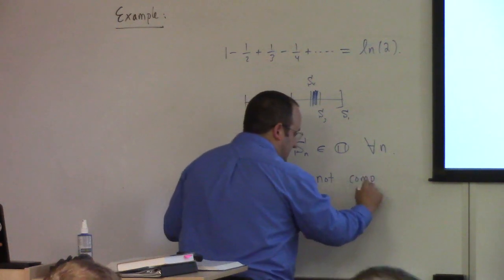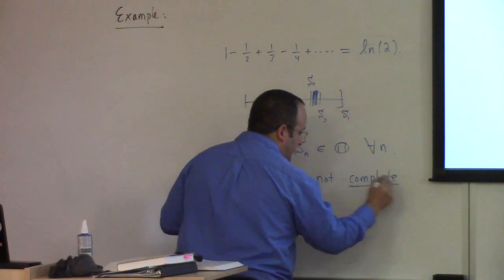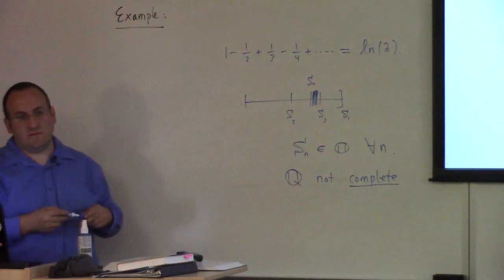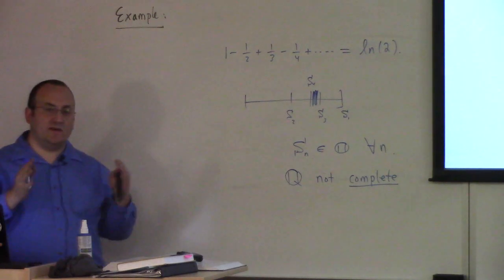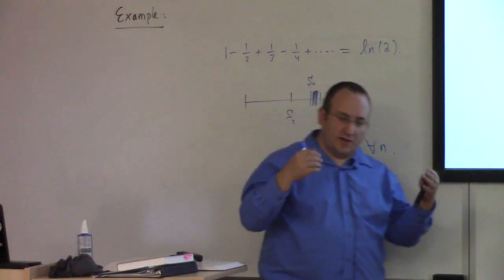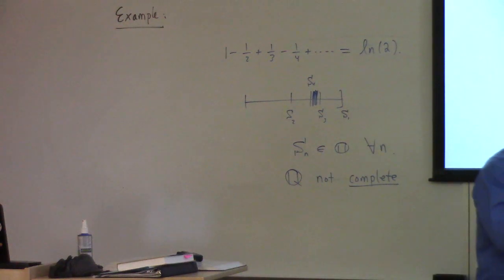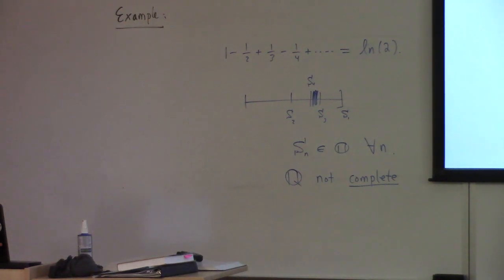A complete space is one for which every Cauchy sequence converges to a point within the space. So real numbers are complete because if you have any Cauchy sequence of real numbers, it will converge to a real number. So Cauchy implies convergent for real numbers. And in fact, this defines a complete space. If you have a normed linear space which is also complete, then it's called a Banach space. A Banach space is a complete normed linear space.